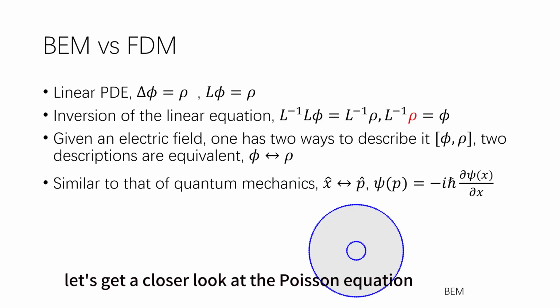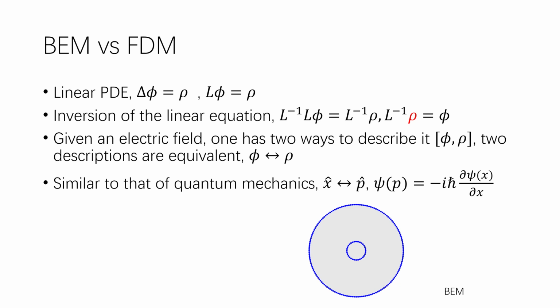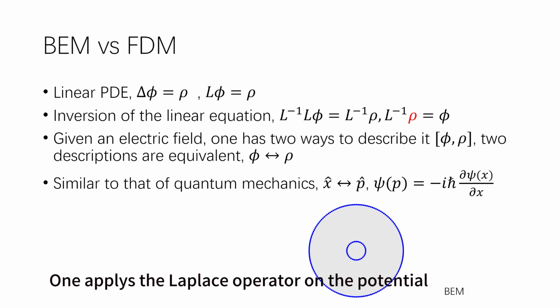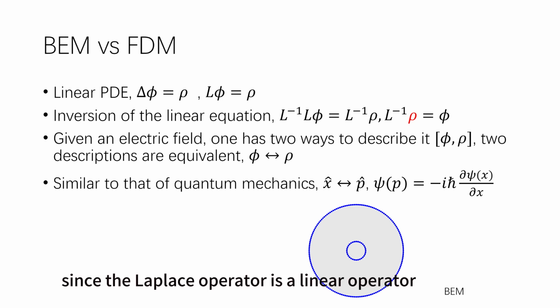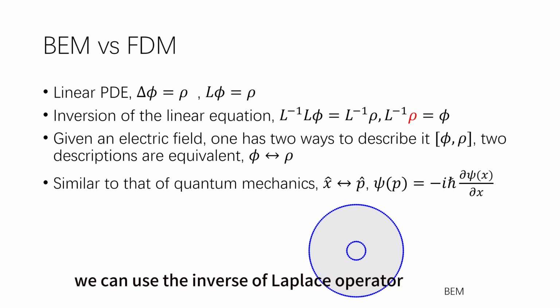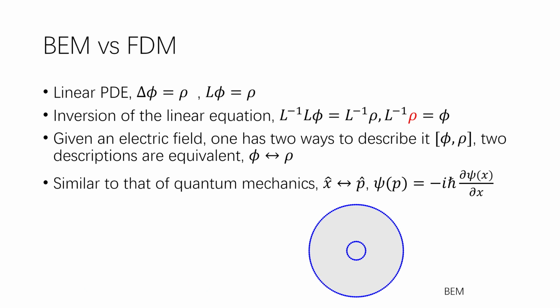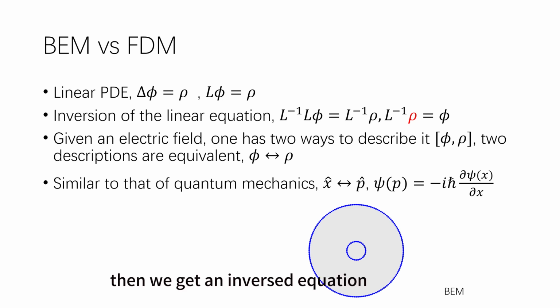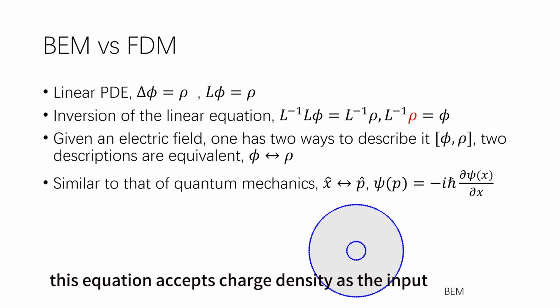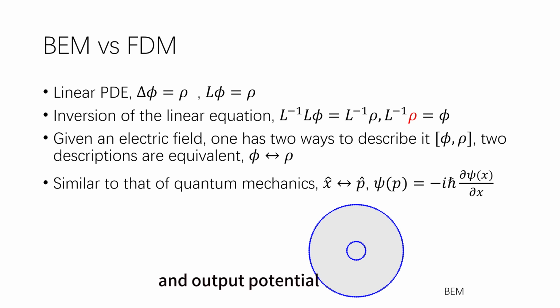Let's get a closer look at the Poisson equation. One applies the Laplace operator on the potential, then outputs the charge density. Since the Laplace operator is a linear operator, we can use the inverse of the Laplace operator. We apply the inverse on both sides of the Poisson equation. Then we get an inverse equation. This equation accepts charge density as the input and outputs the potential.